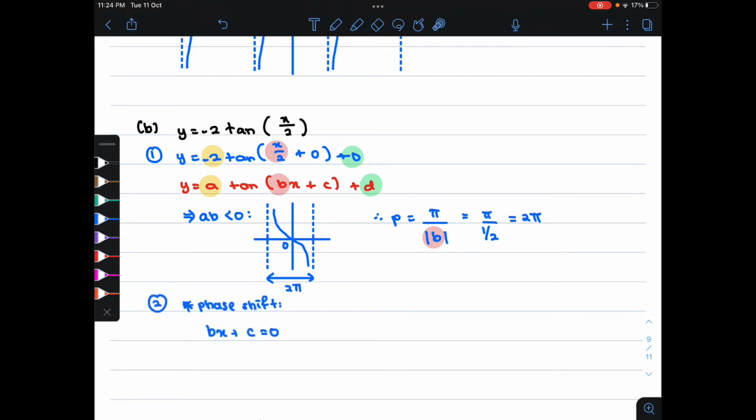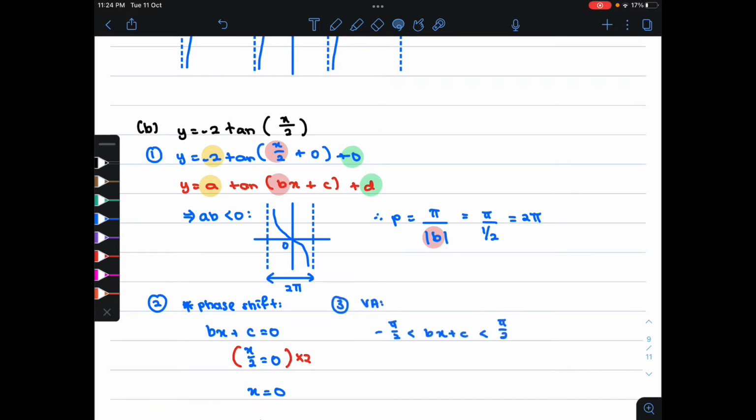For the second step, we need to find the phase shift. So take everything inside the bracket and let it equal to 0. Therefore, we need to times everything by 2 and we'll get x equal to 0. x equal to 0 means that there is no phase shift. So the graph stays where it is originally.